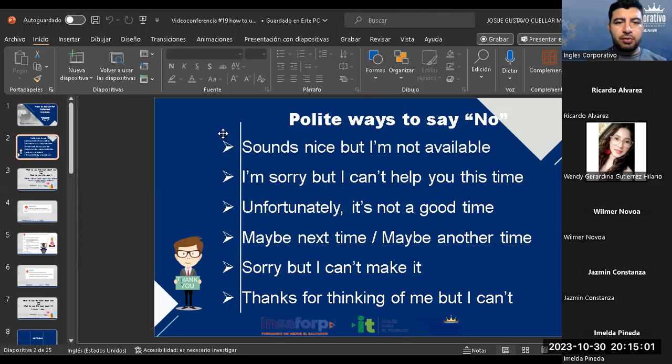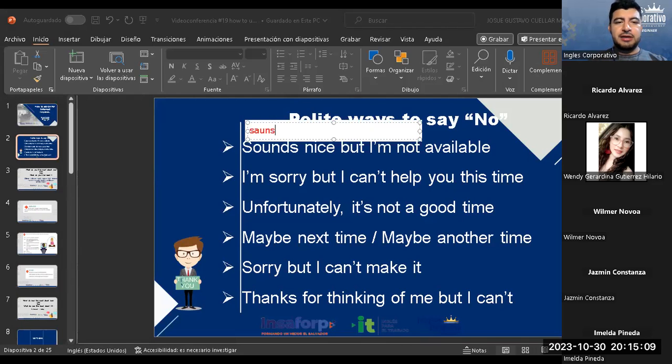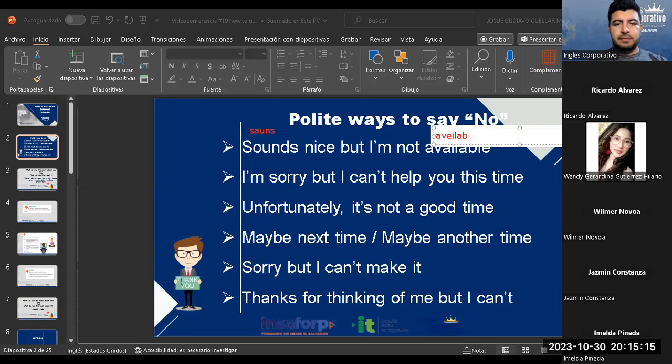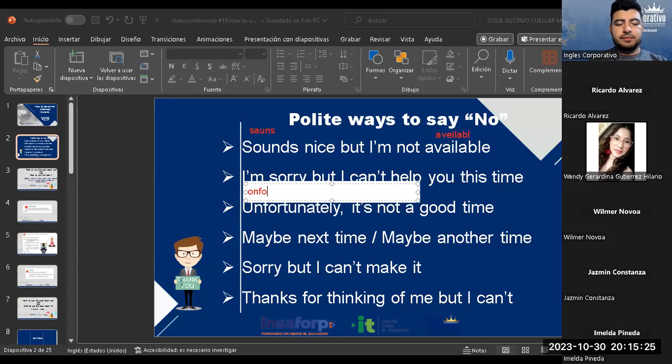So if you notice, here we have a couple of words that can be complicated. For example, here, sounds, esta también cuesta, available. Hay algunos que dicen available. Yo prefiero available. Aquí también es unfortunately, unfortunately. But you did it really good. Lo hicieron bastante bien. So let's continue.